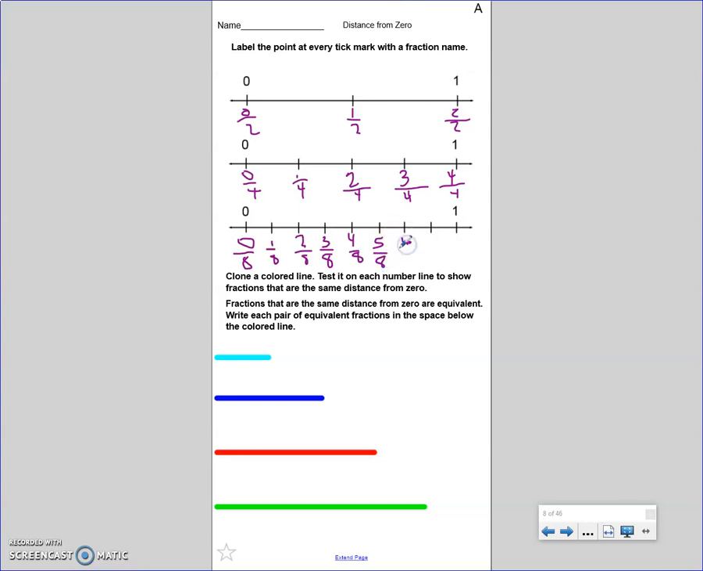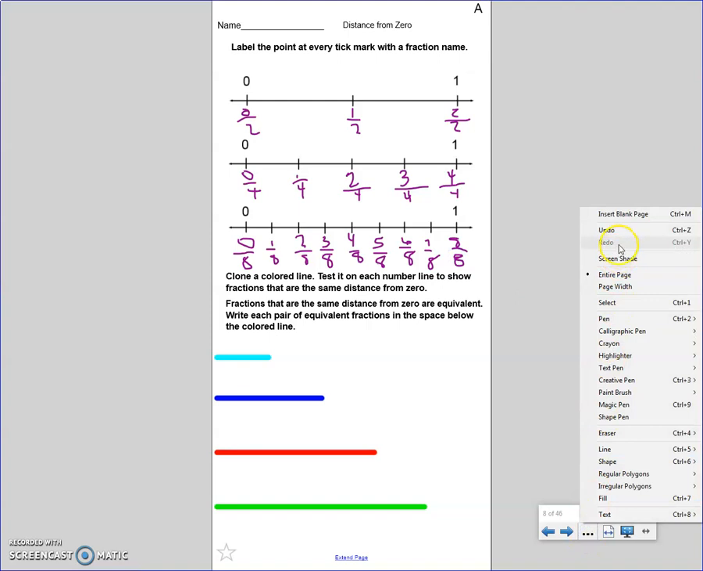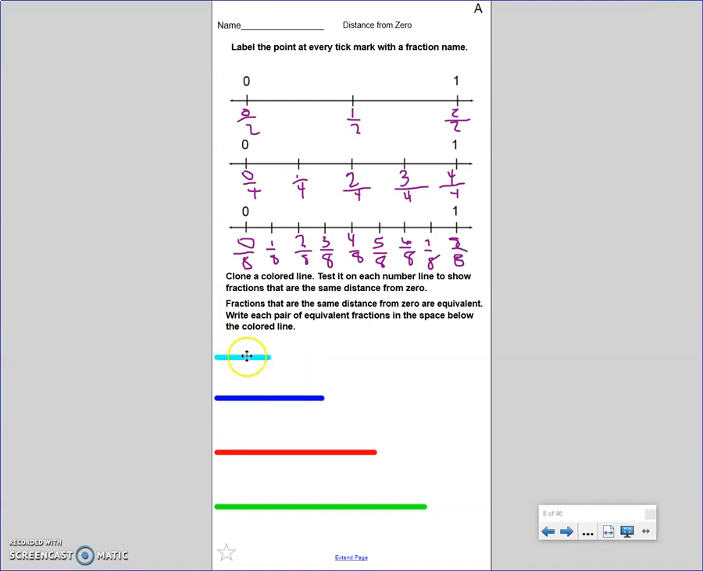and 6/8 and 7/8 and 8/8. So now we can see all the fractions on these number lines. Let's go ahead and find some equivalent fractions. Find some fractions that are the same distance from 0. We will use this light blue line to help us first.